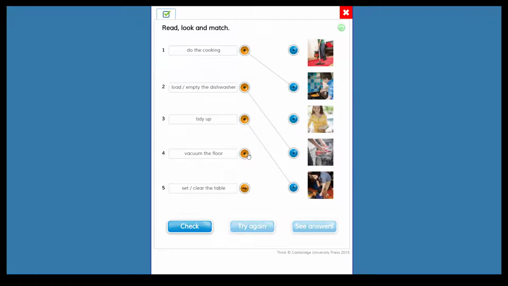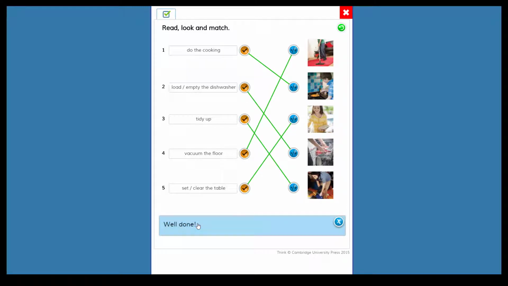Number 4, vacuum the floor. This one. The first picture. And number 5, set or clear the table. This picture. Let's check. Well done, very good.